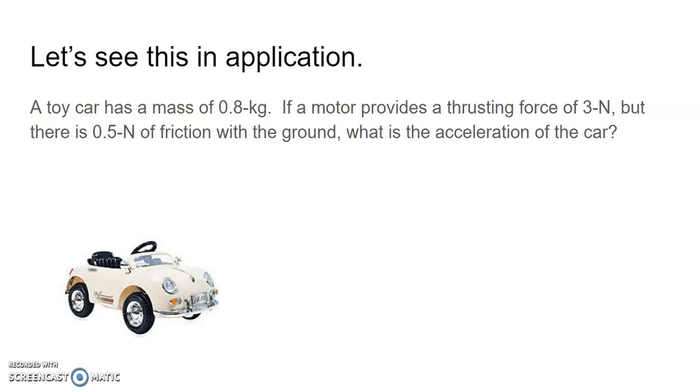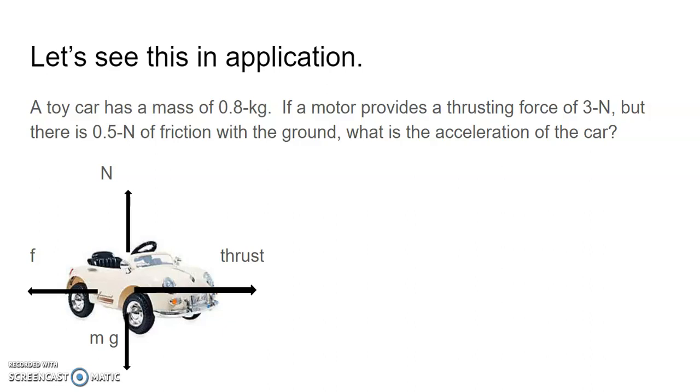We have a toy car here, the mass of 0.8 kilograms. It's got a motor providing a thrusting force of 3 newtons, but there's 0.5 newtons of friction with the ground. So what's the acceleration of the car? We're going to do our free body diagram. Get the thrust force to the right, friction to the left.